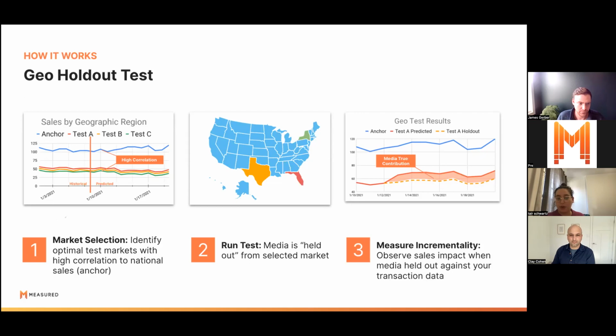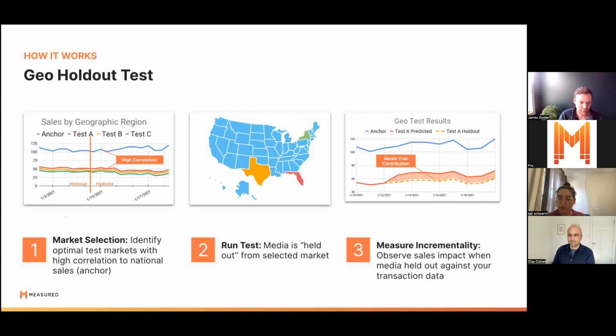After we establish correlation, we can now deploy the test and the treatment. Since we're talking about a holdout test, the treatment is going to be just withholding spend from any test market that is part of the test. So you can see in this map, the blue is going to be your national, which is the anchor. That's going to be the predictor. You're going to use it to predict the counterfactuals. And the colored states are the test markets. These are going to be the ones that are receiving the holdout treatment.